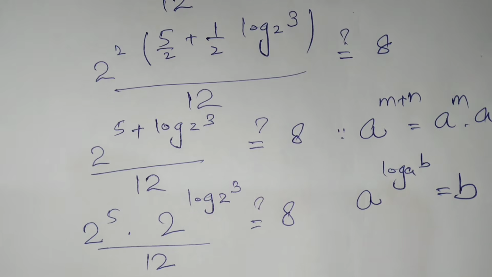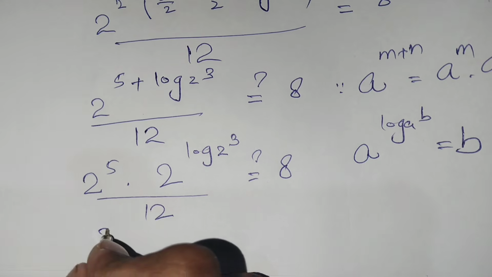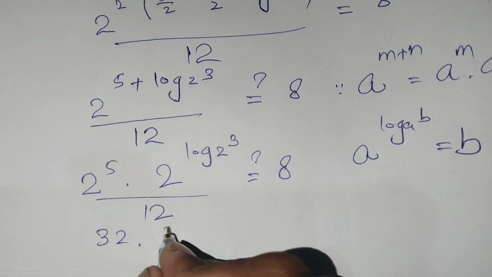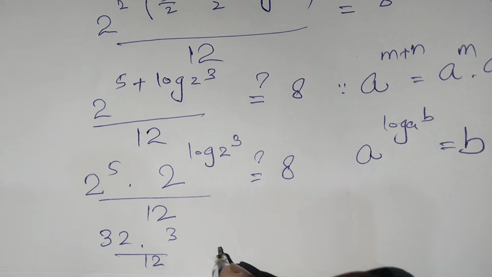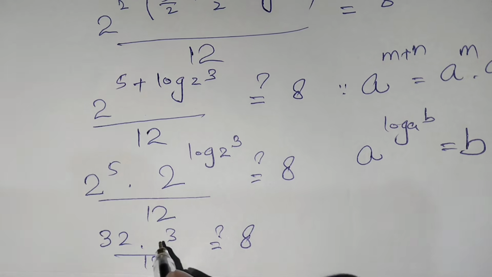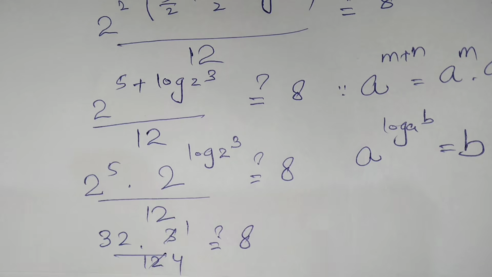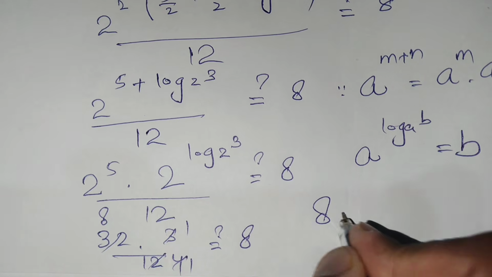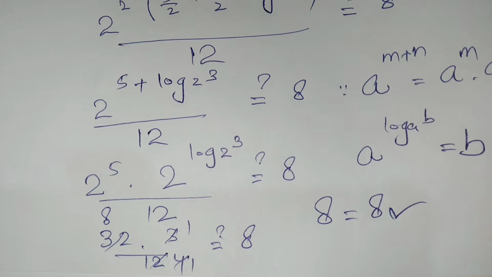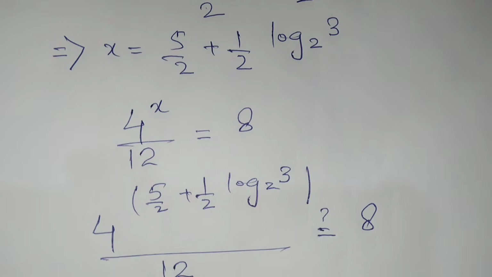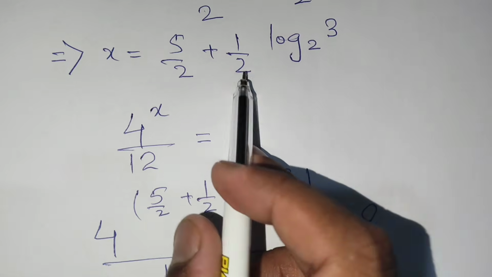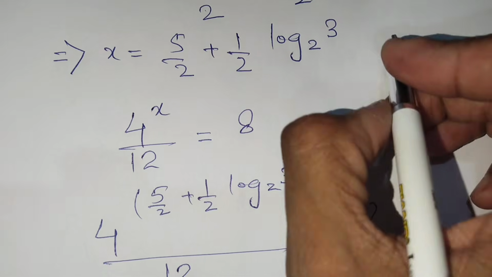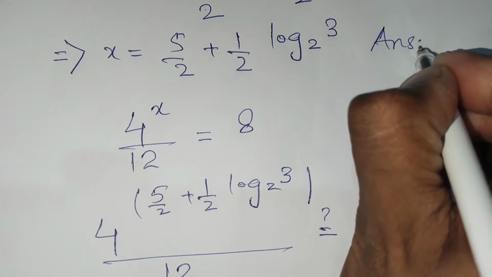32. 32 into 3 over 12 equals 8. 3 into 32 is 96, divided by 12 is 8. So 8 equals 8. It means our value of x, 5 by 2 plus 1 by 2 log 3 with the base 2, is correct, and this is the final answer.